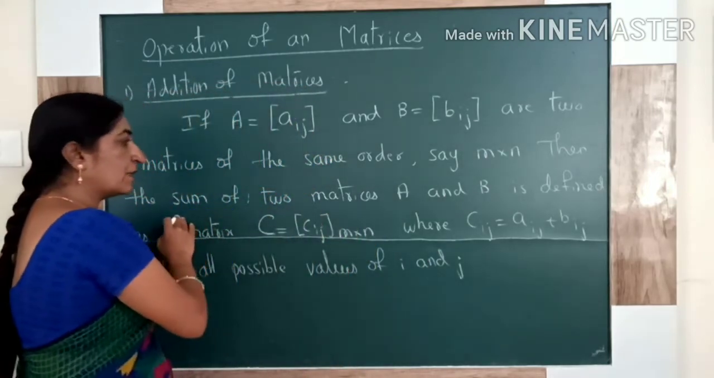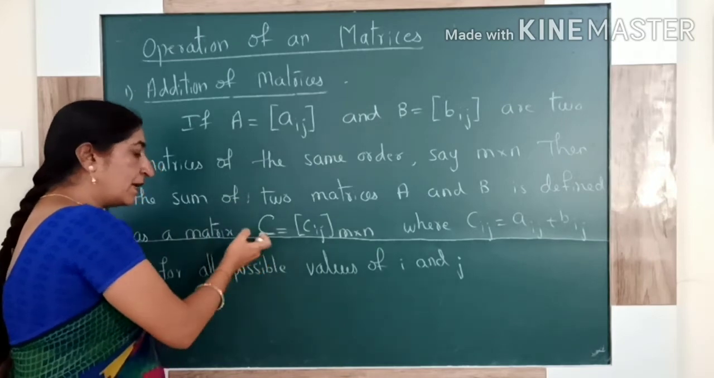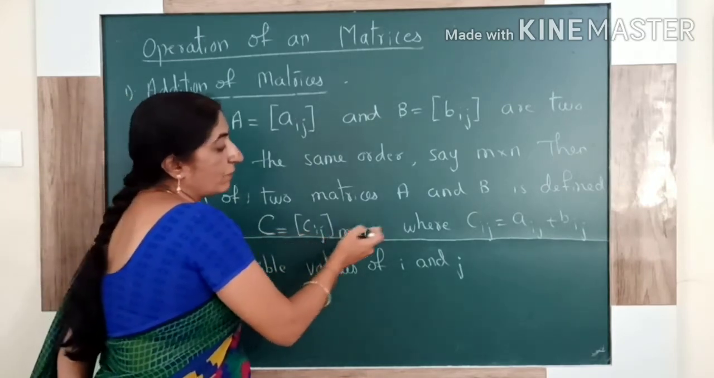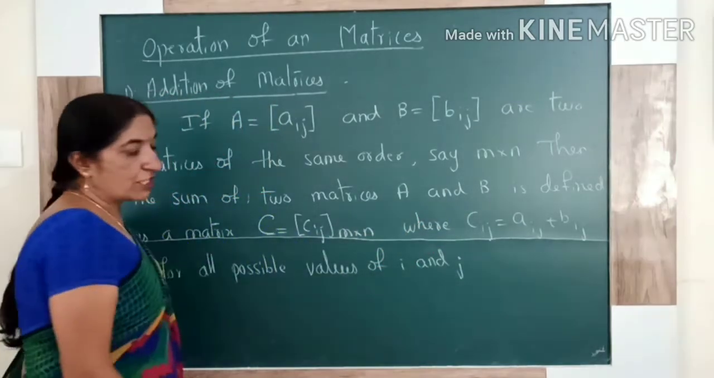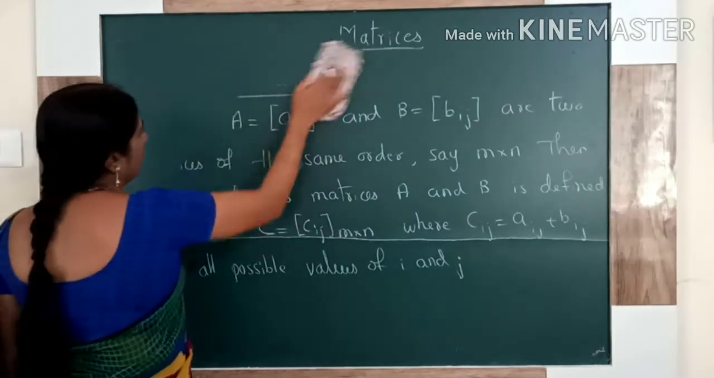Then we are adding the corresponding elements of matrices A and B. Let us call this C. C = [cij], where cij is nothing but aij plus bij. Now I am explaining the examples.